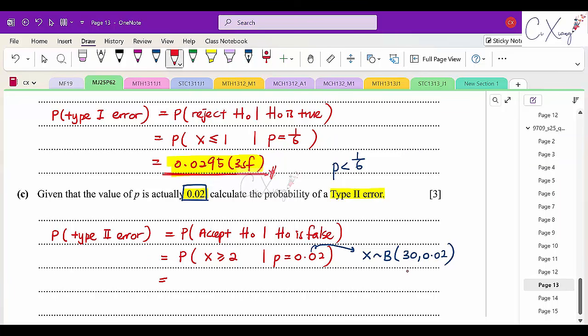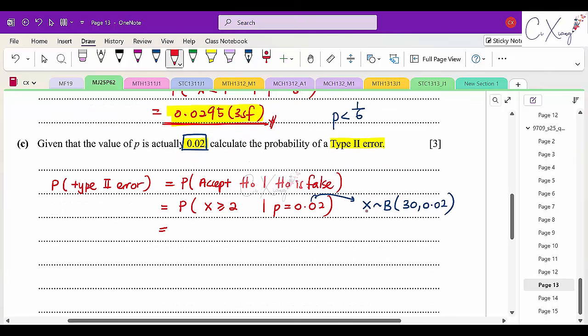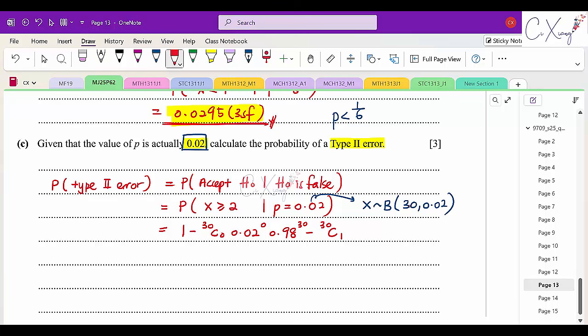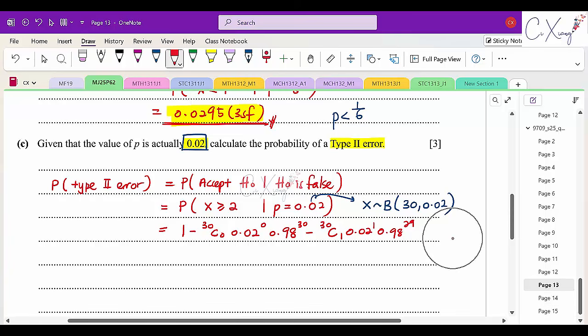How do we use the binomial distribution to calculate the probability for x greater equals to 2? You would have to start from 2 until 30, and one by one is very long. So we prefer to take 1 minus x equals to 0, so 30C0, 0.02 power 0, 0.98 power 30. Then also minus x equals to 1, so 30C1, 0.02 power 1, 0.98 power 29. Then should you minus x equals to 2 or not? You shouldn't, because x equals to 2 belongs to part of the acceptance region, right? So when you want to subtract, you only subtract the 0 and also the 1.